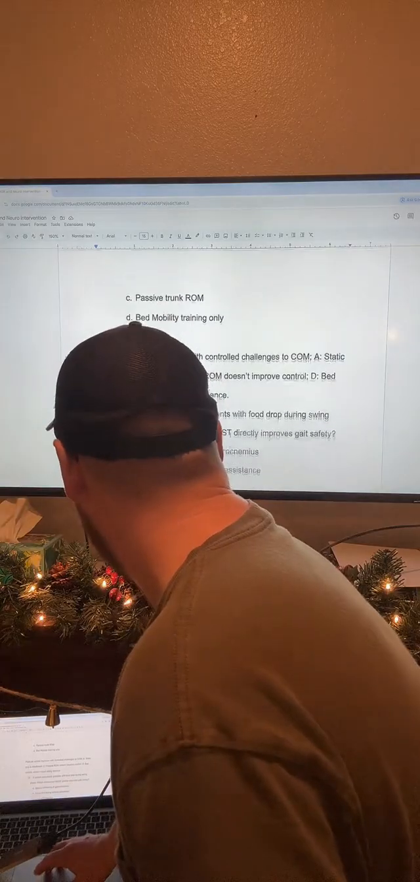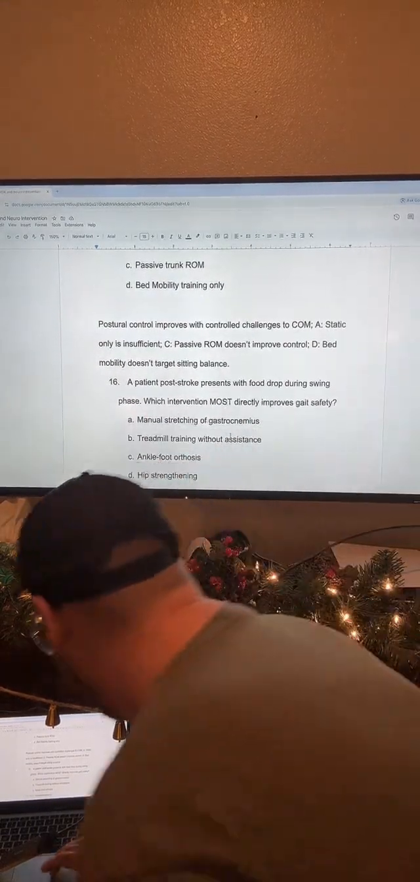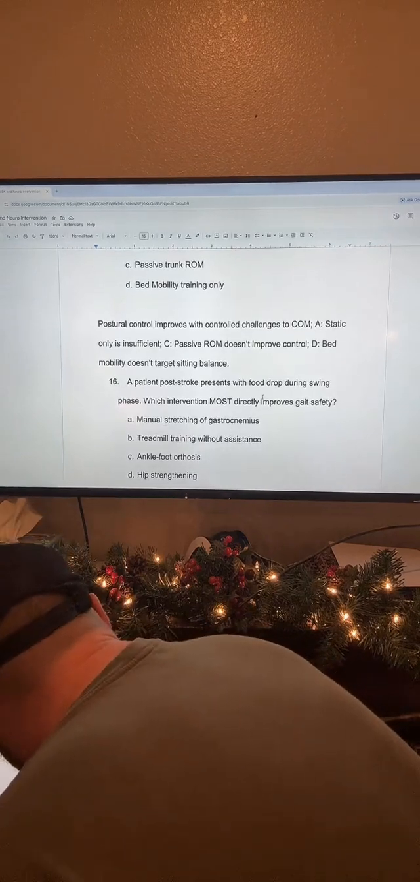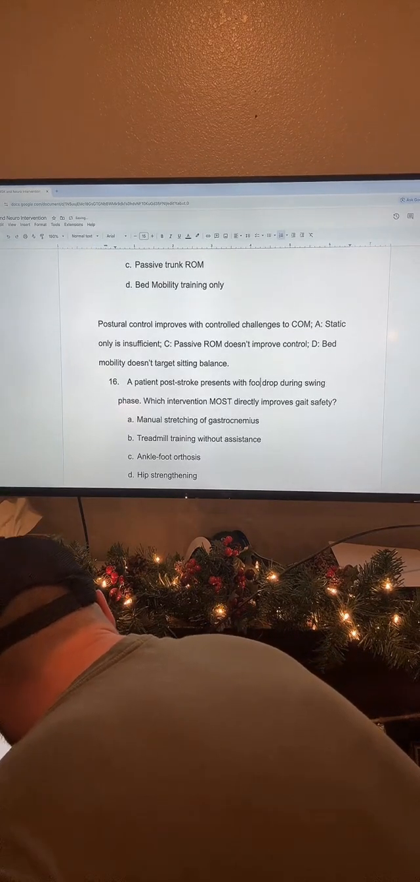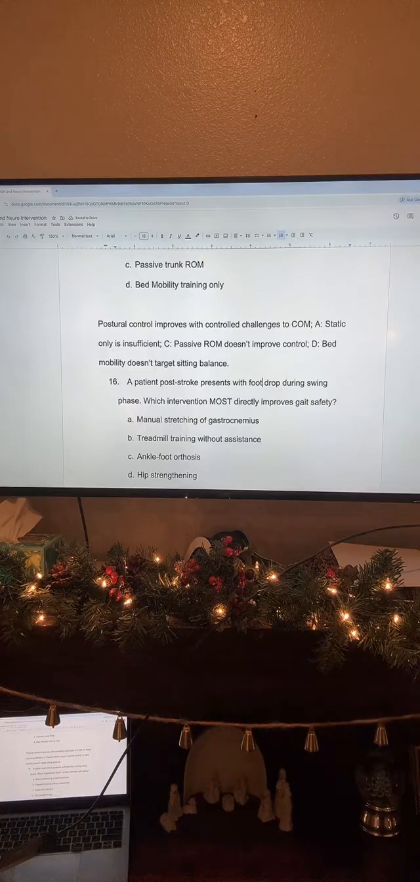Number 16. Patient post-stroke presents with foot drop, not food drop, during swing phase. Which intervention most directly improves gait safely? A, manual stretching of gastrocs. B, treadmill training without assistance. C, ankle foot orthosis. Or D, hip strengthening.